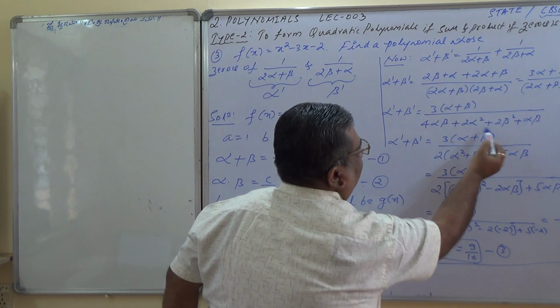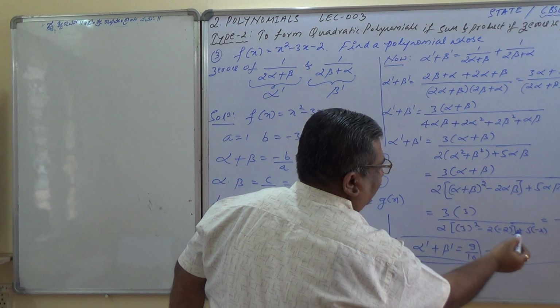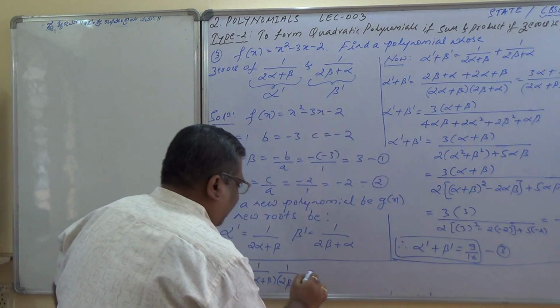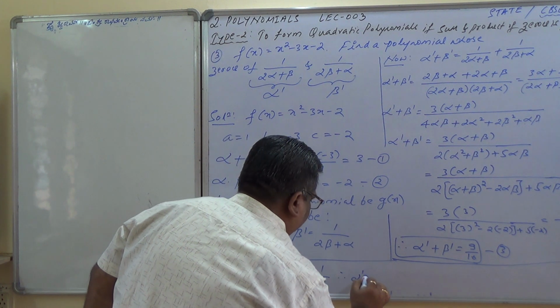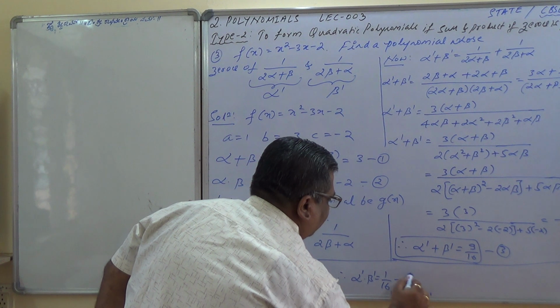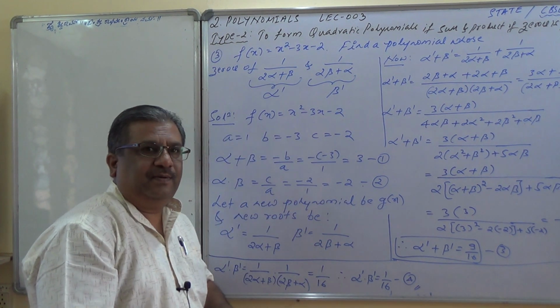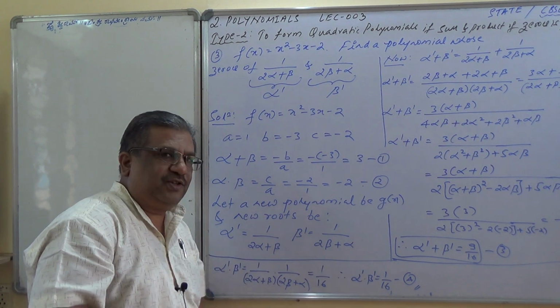I have already worked out this value over here, and finally I got the denominator as 16. So this denominator's value is 16, and therefore I'll write 1 by 16. And therefore, alpha dash into beta dash equals 1 by 16. This is equation 4 here. I hope you have understood. Got it now? Alpha dash into beta dash is 1 by 16.